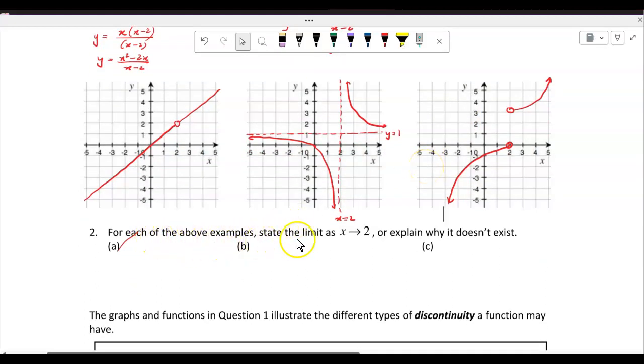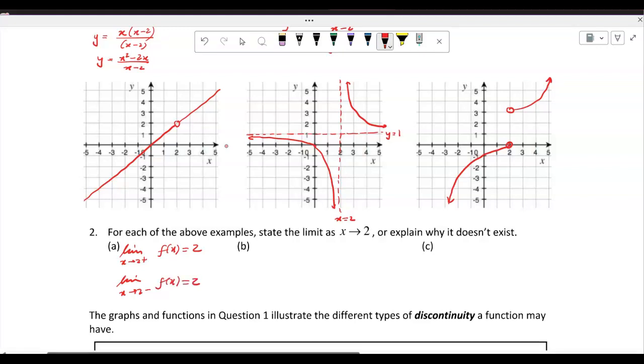For each of the above examples, state the limit as x tends to 2 and explain why it doesn't exist. In the first one, does the limit exist? No, sir. Because it's different from the first one. Left hand limit is what? 2. Even right is 2. So it exists, because left hand limit and right hand limit are 2. So you can say limit as x tends to 2 plus of the function is 2, and limit as x tends to 2 minus of the function is 2.